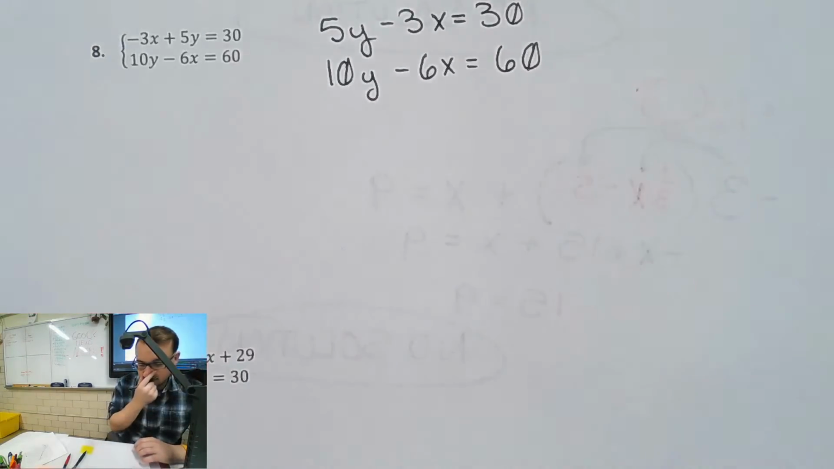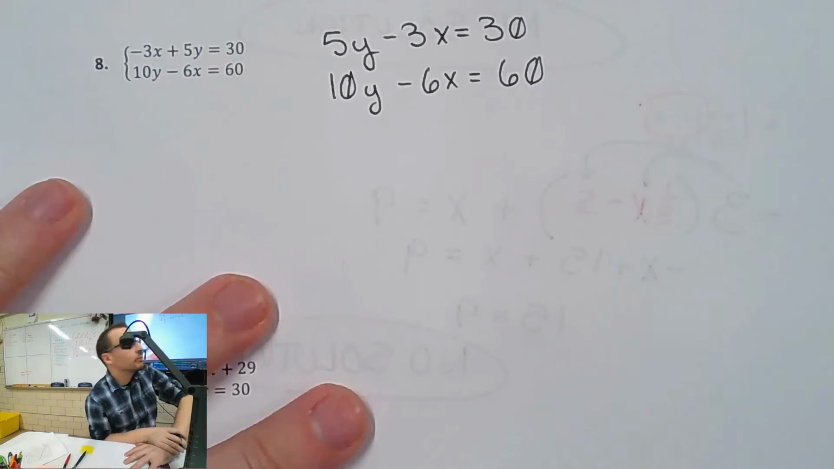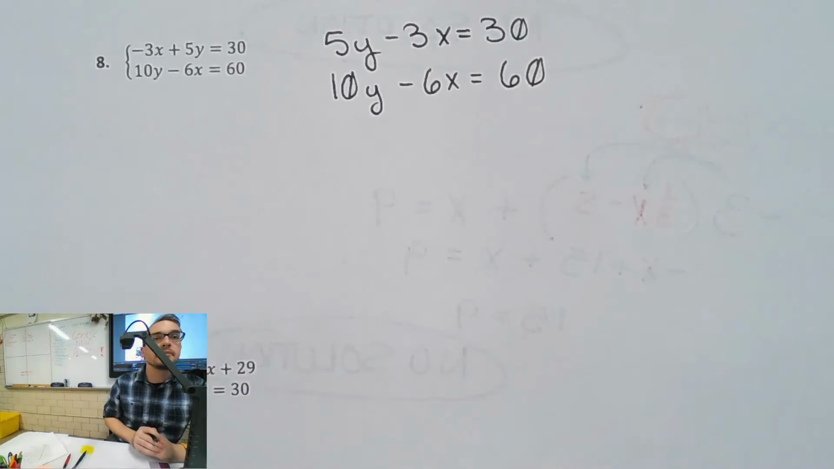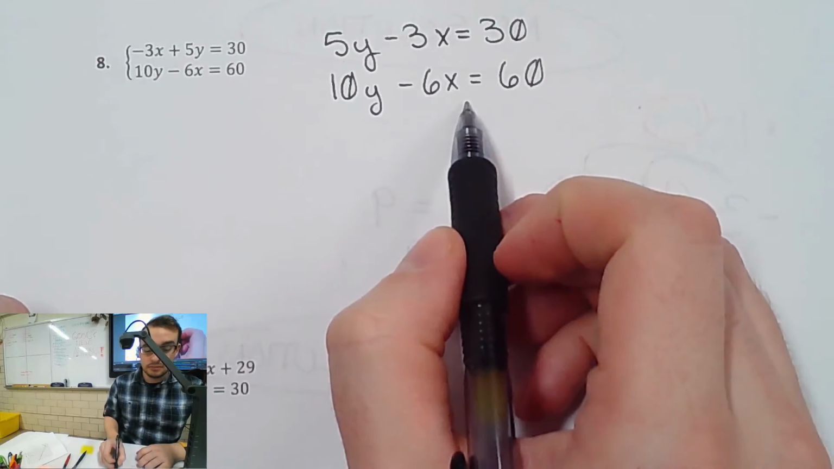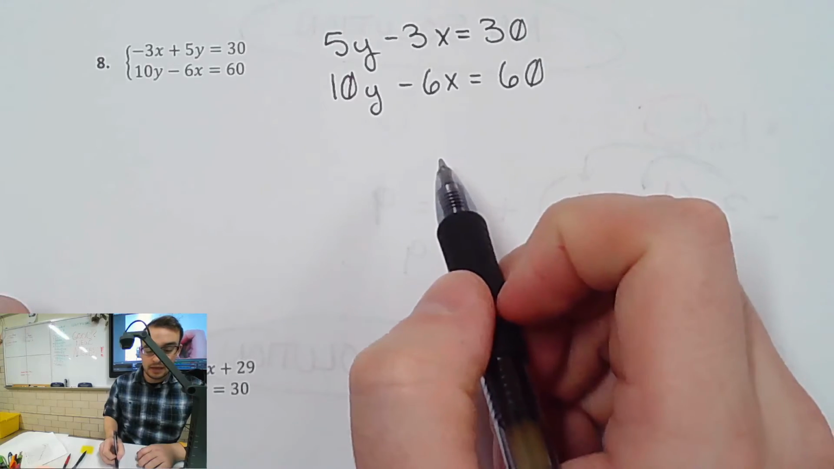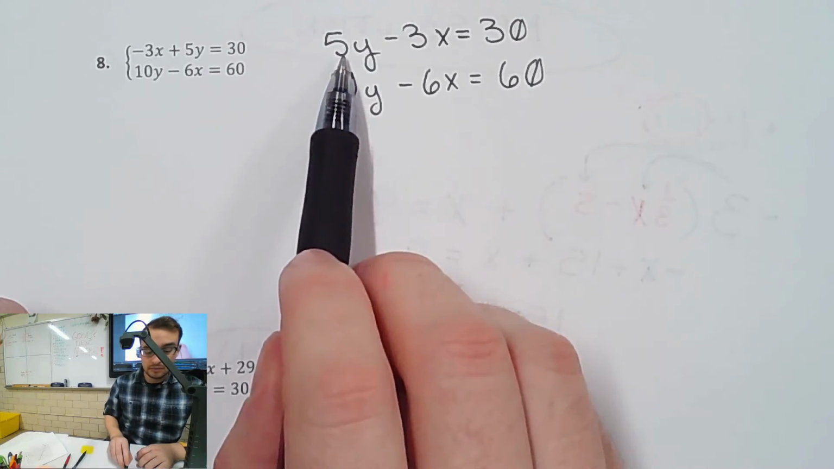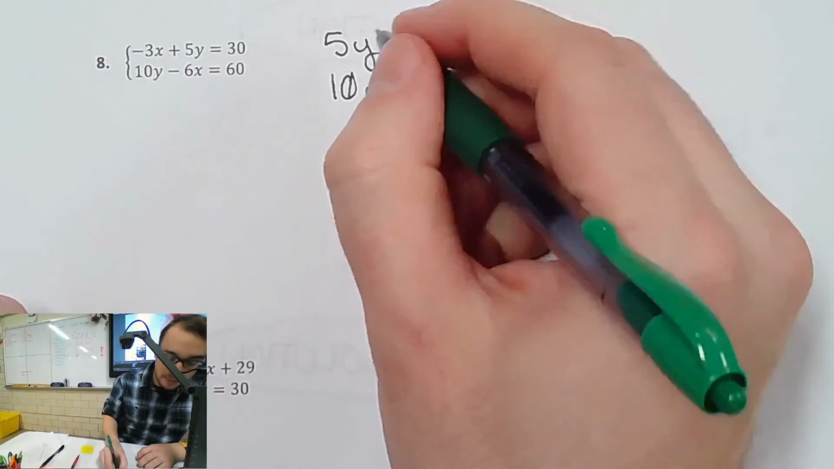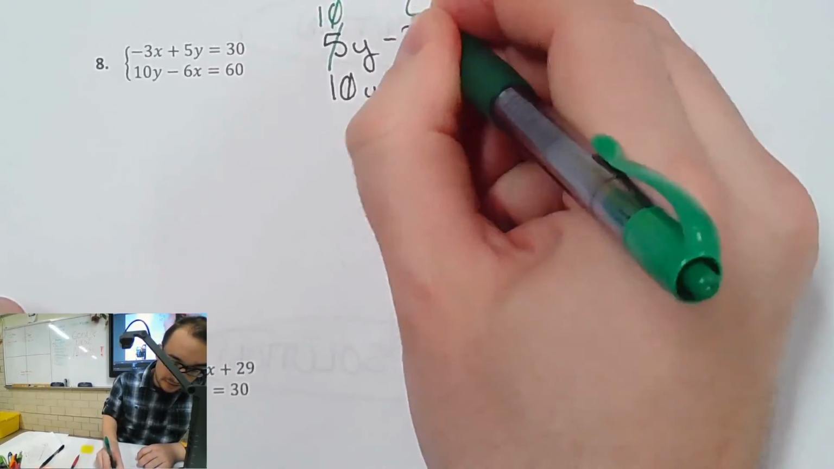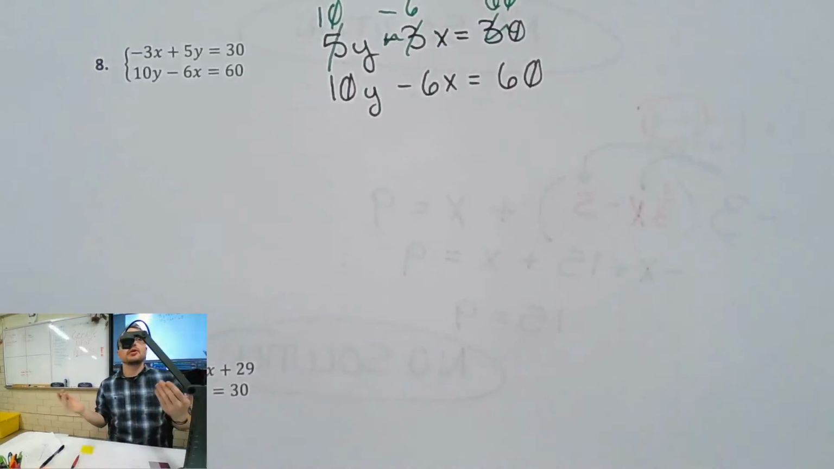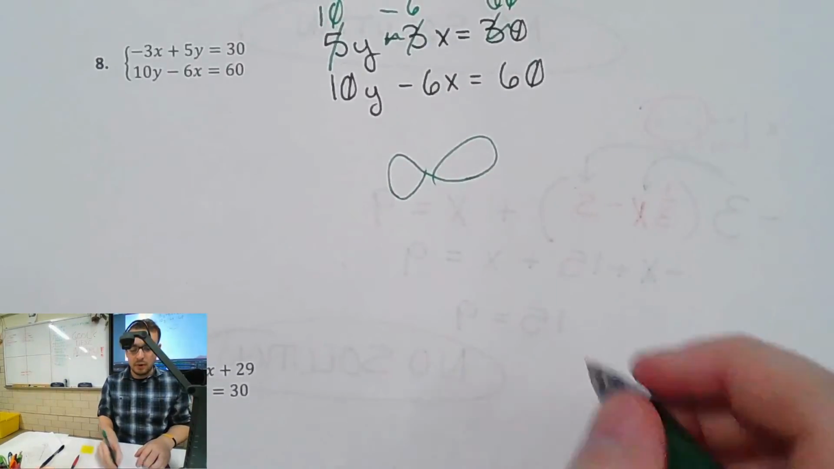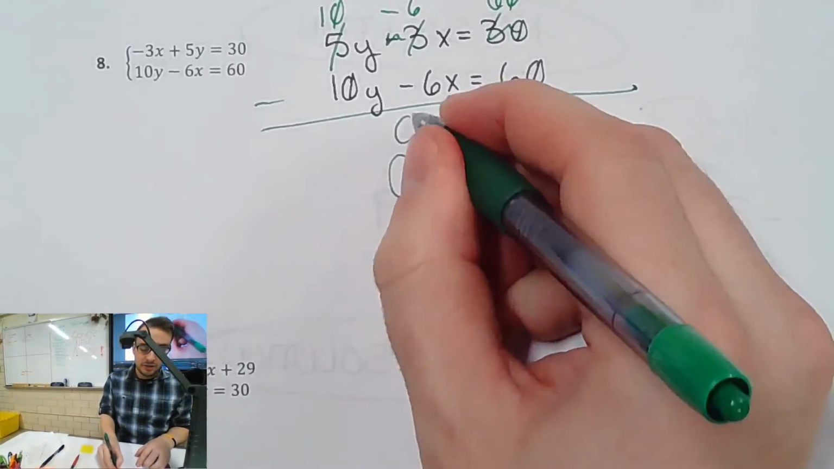That's a little easier. Now, when we subtract this, is anything going to go away? No, so that's not going to do us any good. So we need to multiply one of these equations so things will go away. If we multiply the top by 2, it's going to be the same as the bottom. Check it out. So we multiply the top by 2, I get 10 here, negative 6 there, and I get 60 here. They're the same equation. If they're the same equation, they must be infinite solutions. We can just stop right there, can't we? Because what we're going to get when we subtract is 0 equals 0.